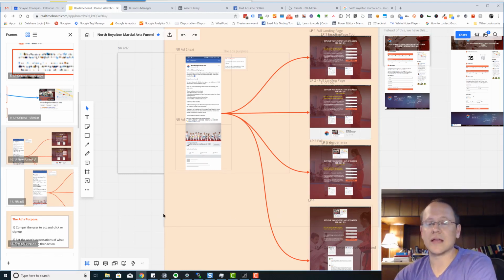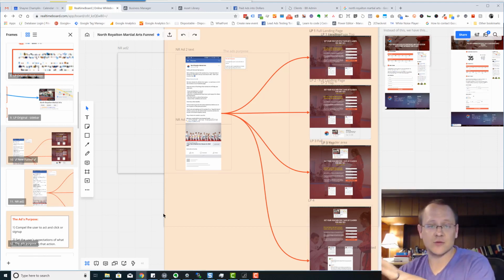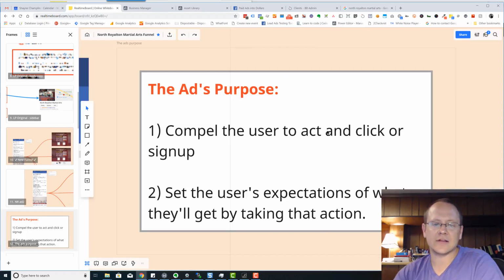I would test multiple landing pages because with one audience and one landing page, you're going to get into trouble because you don't really know what works against other things. There's a lot of things you can test both in Facebook ads and on your landing page where you convert people. So let's talk about the ad first, right? If we look at the ad here, again, the purpose of the ad is to compel the user to act and click or sign up. It's to set the user's expectations of what they'll get by taking that action, okay?